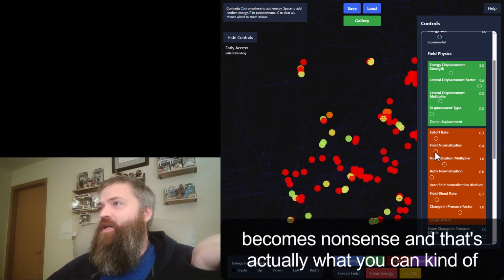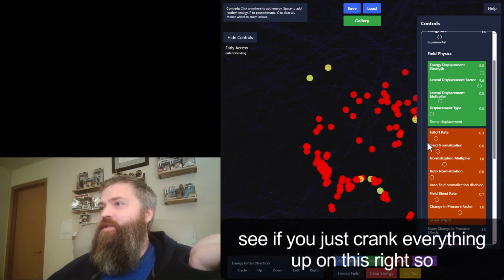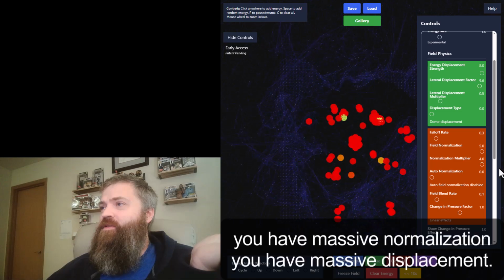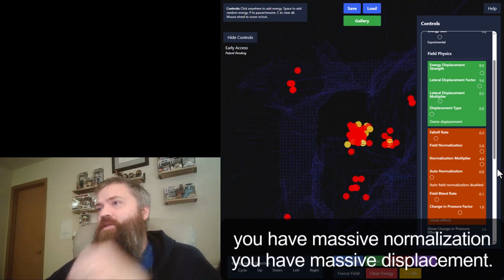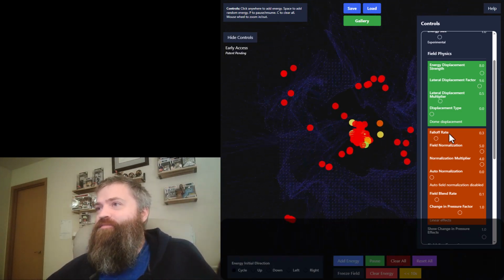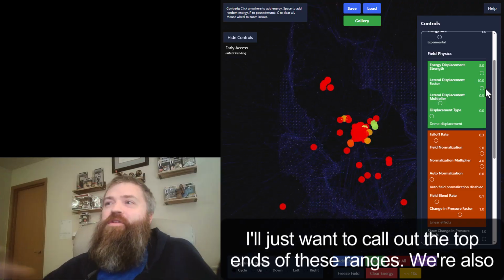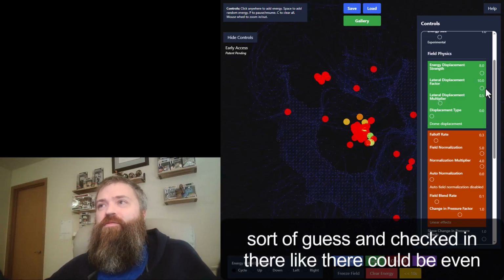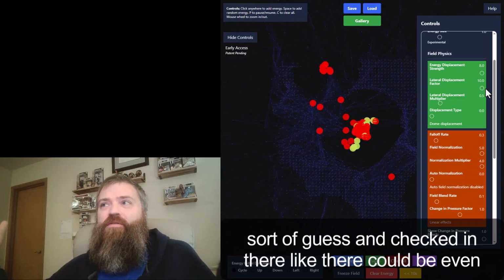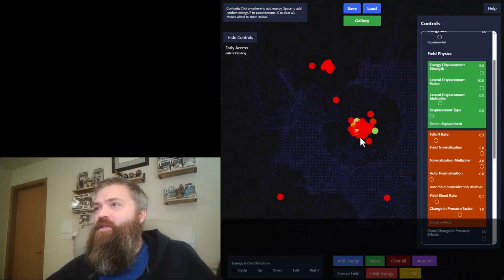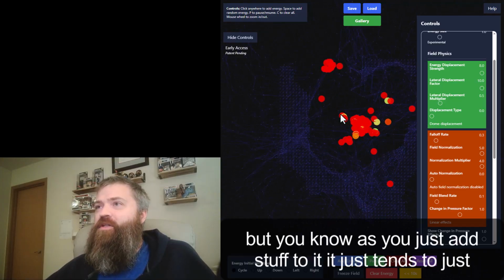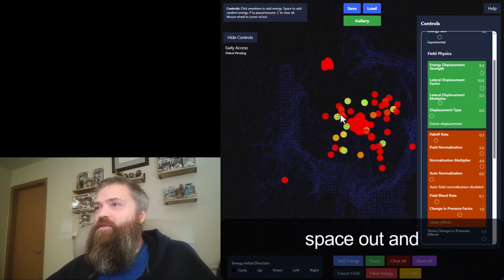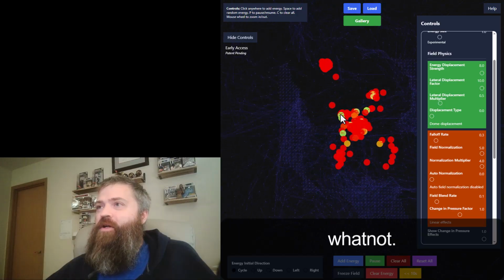And that's what you can see if you just crank everything up on this, right? So you have massive normalization, you have massive displacement. I also want to call out the top ends of these ranges were sort of guessed and checked. There could be even higher stuff. But as you just add stuff to it, it tends to just space out and whatnot.